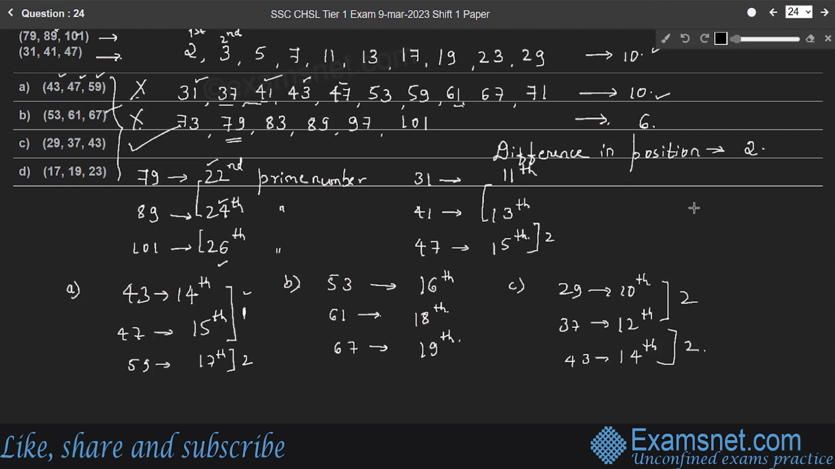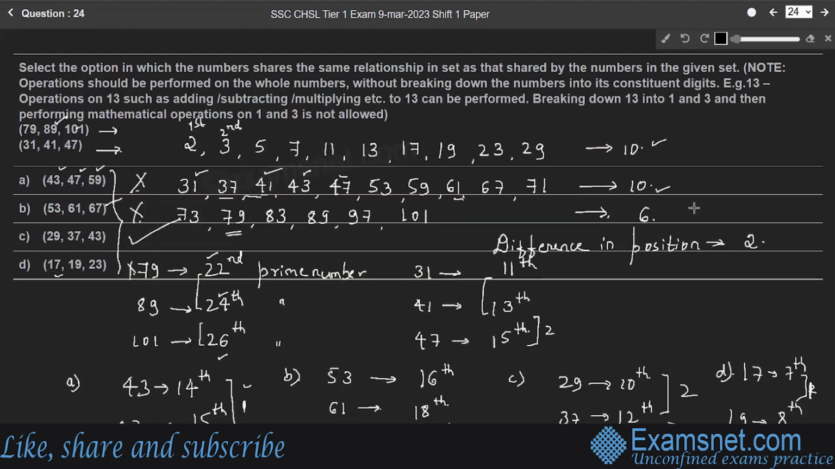Option D does not follow the same logic, and you can verify. 17 is the 7th prime number, whereas 19 is the 8th and 23 is the 9th. So the difference is only 1 here. Therefore, option C follows the same logic of the given number pairs. Therefore, option C is the right answer.